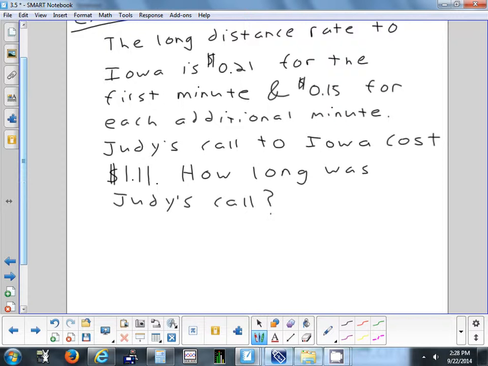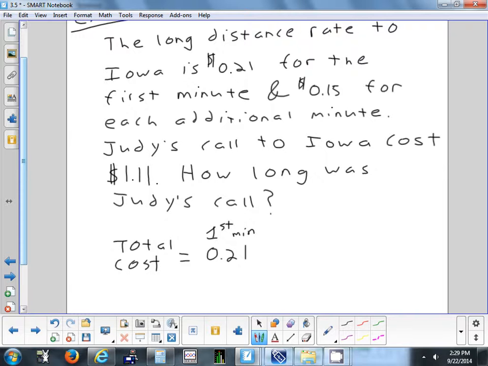What do you pay for the first minute? We're going to come up with a formula for the total cost. The first minute is how much? Yep, 21 cents, or $0.21. If you did this problem in cents, that's okay too, but we're doing it in dollars. So this is the first minute. Now, is there anything else you need to pay for other than the first minute? Yeah, what else do you pay for?